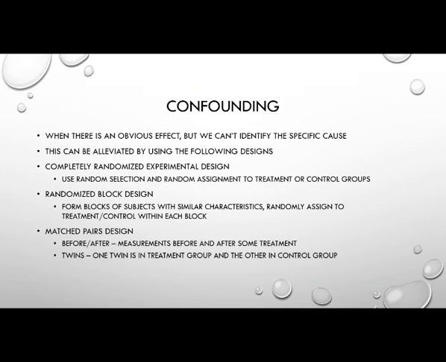Okay, confounding. I said this before. It's when there's an obvious effect, but we can't quite identify the specific cause. This can be alleviated by using the following designs. You could have a completely randomized experimental design: you use random selection and random assignment to treatment or control groups. You can have a randomized blocks design: form blocks of subjects with similar characteristics, typically gender or age group, randomly assigned to treatment or control within each block.